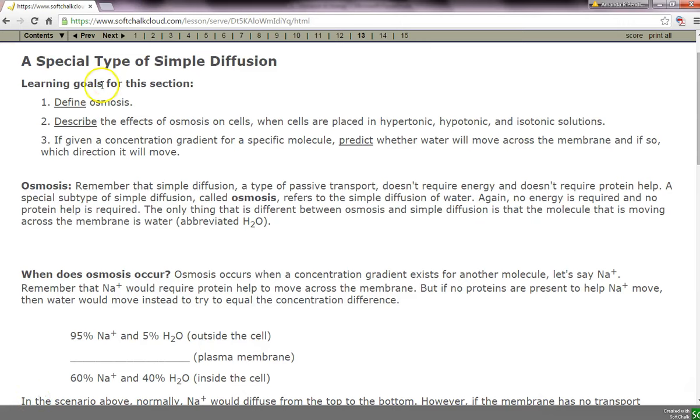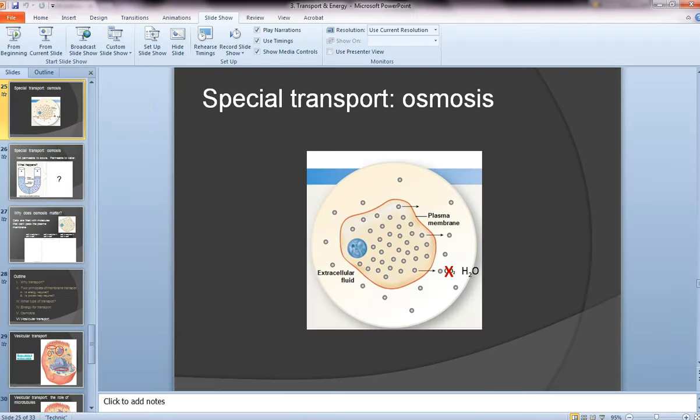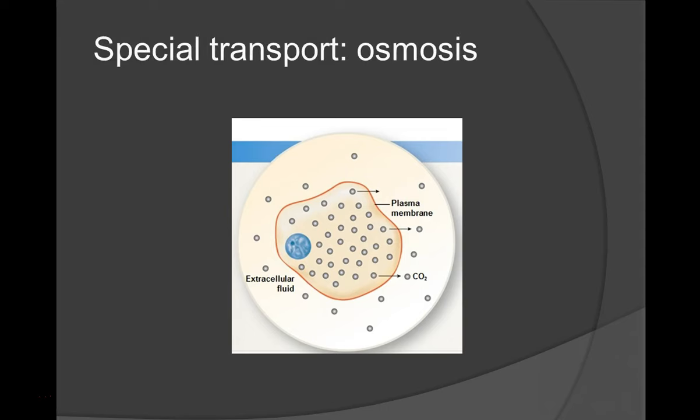Okay, so now we're going to be talking about this term osmosis and what it means, how it works. So the way I like to describe it is actually to start with this image that you should already be familiar with if you just looked at the last video clip.